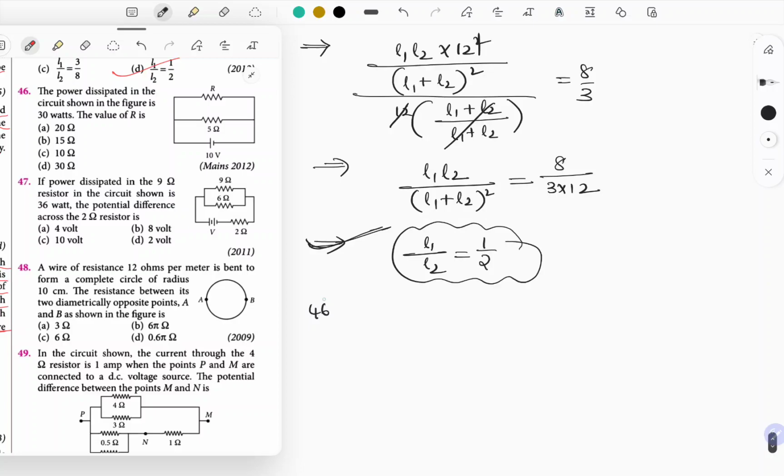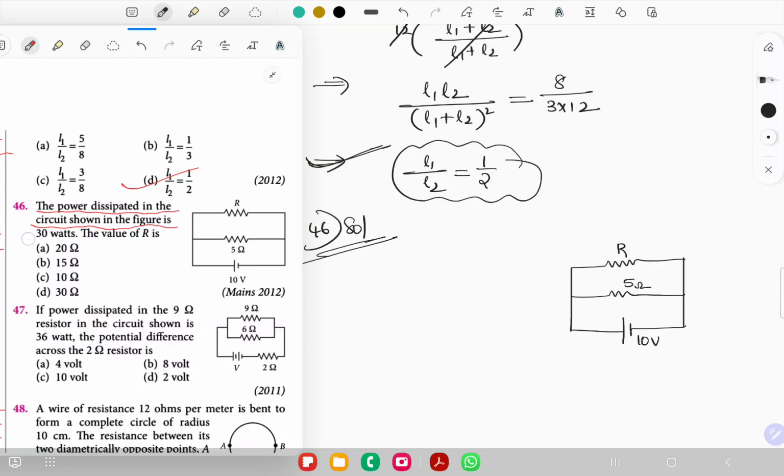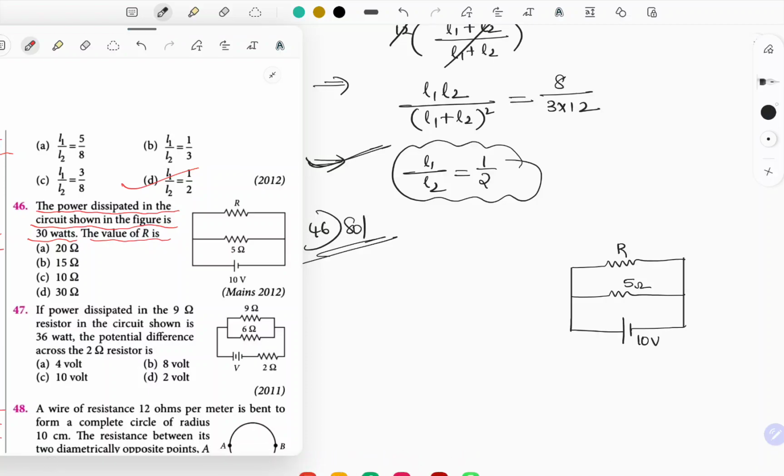Question number 46. The power dissipated in the circuit shown in the figure is 30 watts. Then the question is to find the value of the unknown resistance, that is capital R.